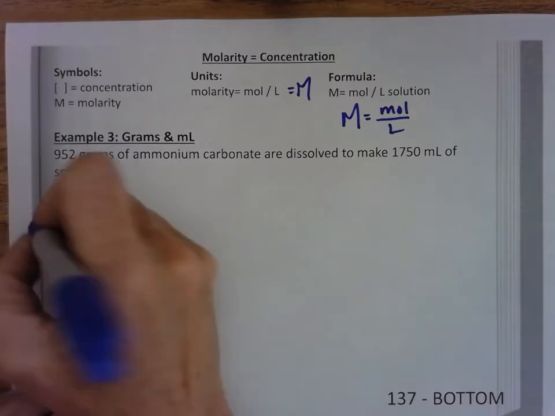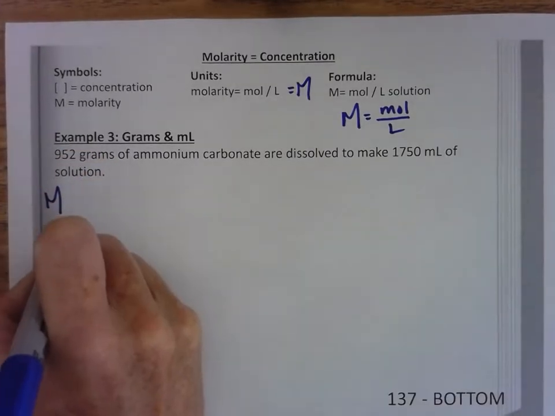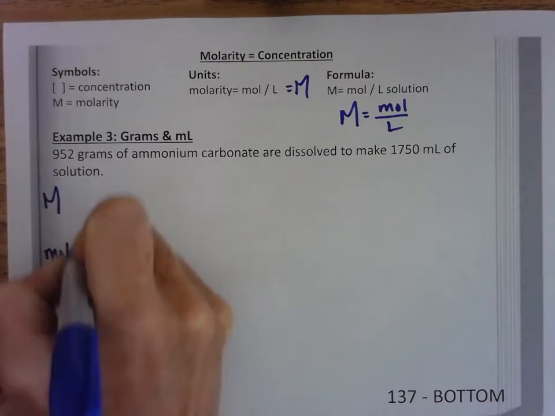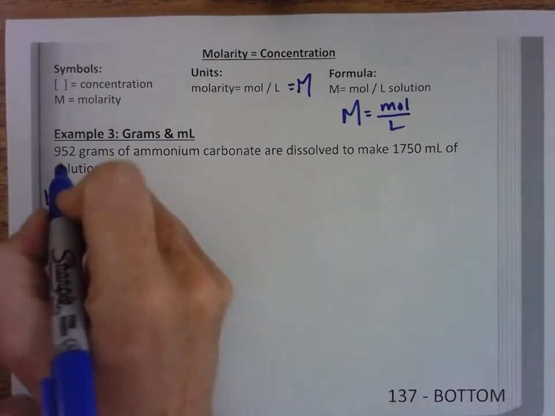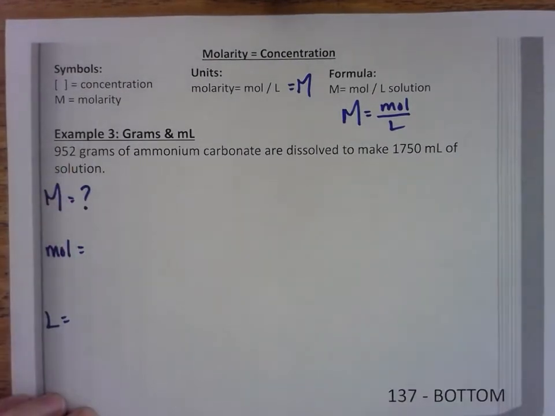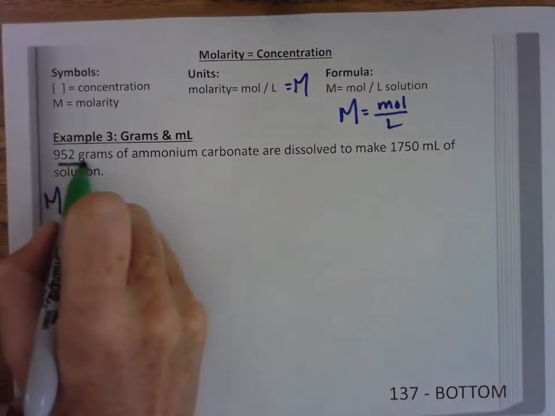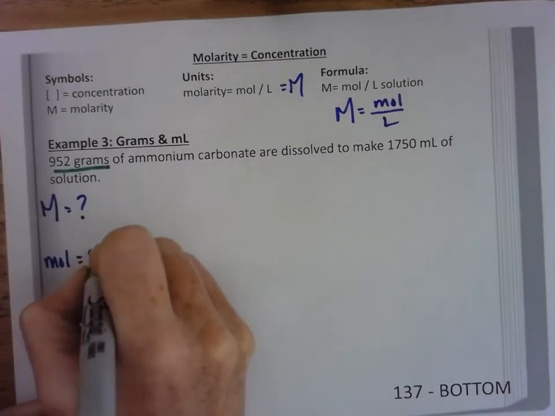Alright, capital M, mole, liter. Those are the 3 things we need. For me, you're always going to solve for this. And I'm going to write this in a different color because if we look, this is not in the right unit again. So I'm going to have to do some work.